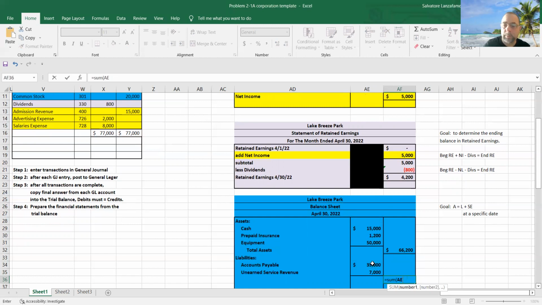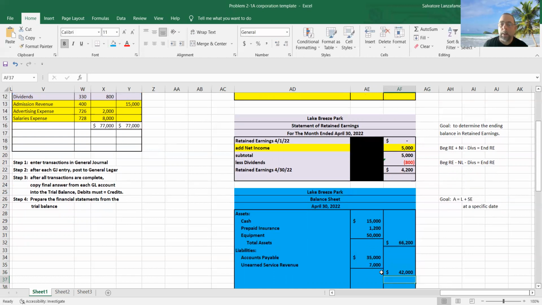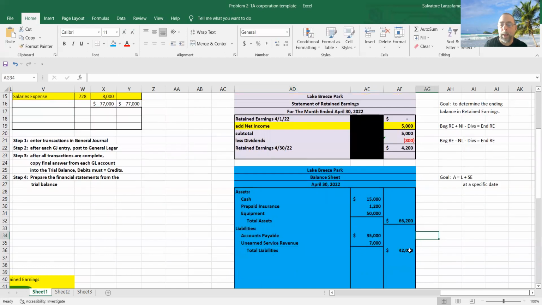Hang on a second. And what would be a good name for that? How about total liabilities? Okay, do not double underline this 42, because if you double underline this 42, you're saying 42 equals 66.2, and it does not. You don't double underline again until hopefully you see another 66.2.